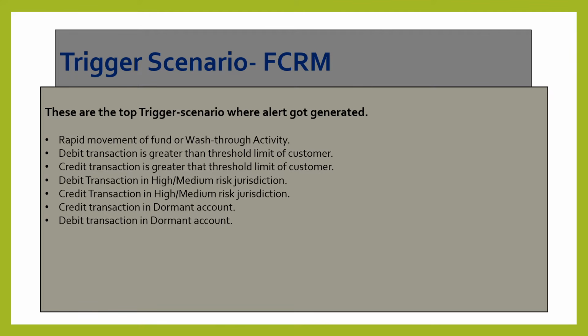The second scenario is a debit transaction greater than the threshold limit of the customer. Let's say the threshold limit set for the customer is 1 million in a month and transactions increased to 2.5 million in the month. So a trigger will get generated because it has exceeded by 1.5 million a month, right? The same goes with credit transactions. If it is greater than the threshold limit of the customer, a trigger will get generated.